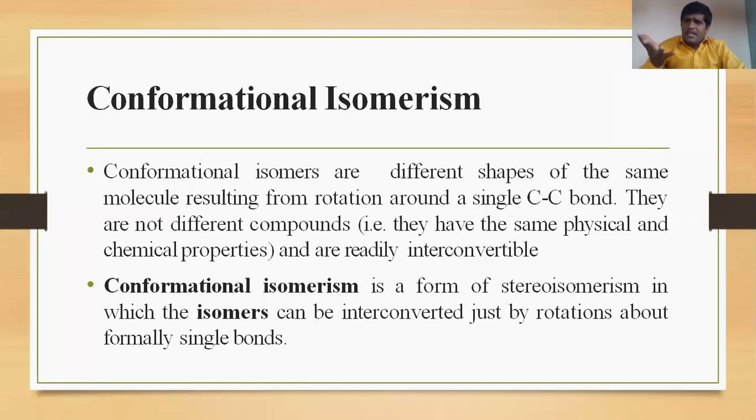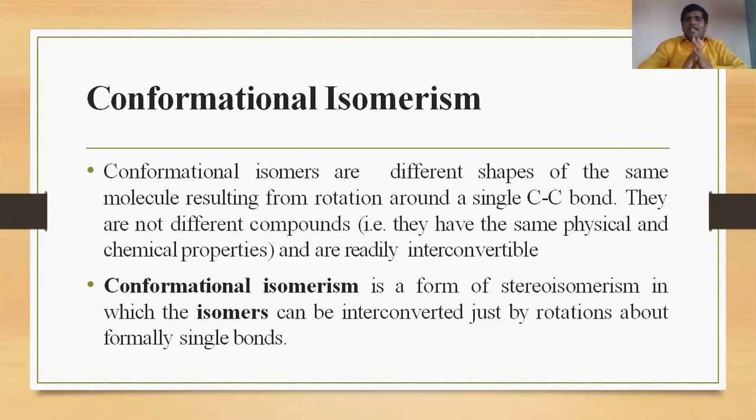We will generate various forms, like the chair form and boat form of cyclohexane. If you are considering ethane, there are three major forms: eclipsed, staggered, and Gauche conformation. These are the three forms we get due to the rotation around the single bond. That is called conformational isomers.